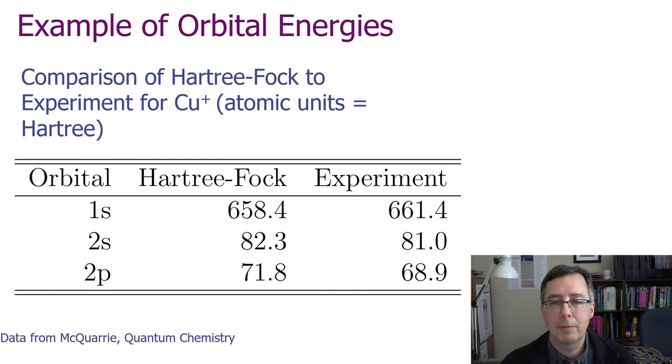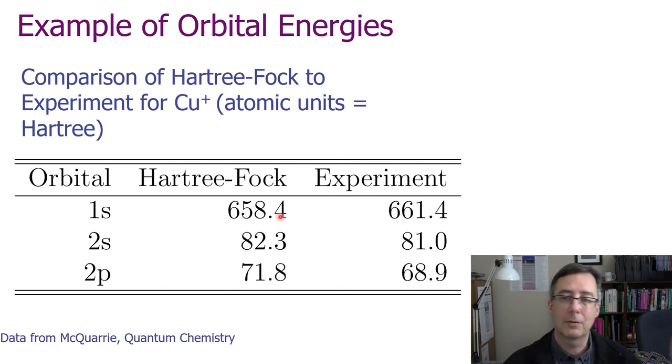Just a quick example of what some orbital energies look like. Here is an example for a copper plus ion. The 1s is very low in energy. As you get to heavier and heavier elements, your 1s orbital gets more and more stabilized. Here the Hartree-Fock energy is minus, because it's occupied, 658.4 Hartrees. And you remember a Hartree is 627 kilocalories. So this is gigantically stabilizing. Putting that first electron in a copper plus ion is very, very energetically stabilizing.